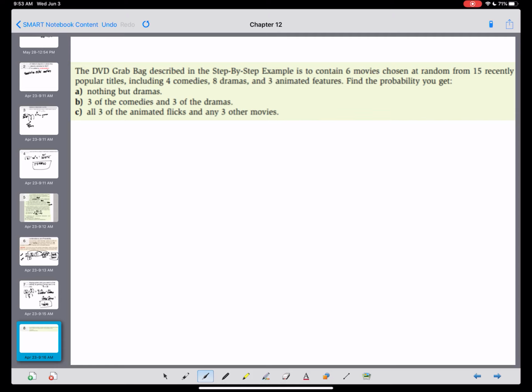Next one. The DVD grab bags that we did before, 6.15. A. I want nothing but dramas. So I want all dramas. So once again, you have 15 movies and you're choosing 6. But now I only want dramas. There are 8 dramas and I want all 6. So 8 choose 6. So that's 28 over 5,005. Because I don't really care about anything else. I just care about dramas.